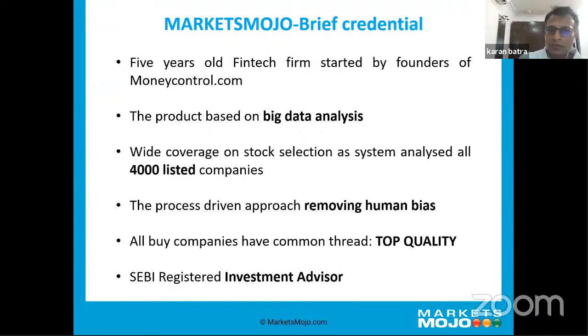Brief credentials of MarketsMojo. We are a SEBI registered investment advisor. We use a big data analysis engine to rate all 4,000 companies. The fintech startup MarketsMojo was started by the ex-founders of Money Control. So they came back together 6 years ago. They had different careers after Money Control, and they came back again 6 years ago, and they started MarketsMojo.